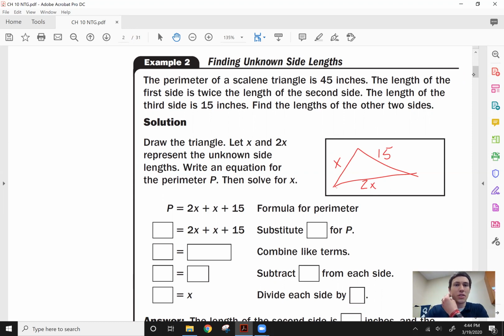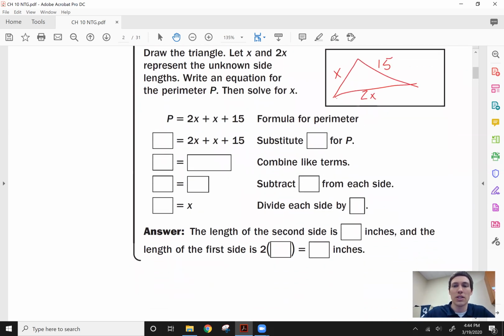Right? So the length of the first side is twice the length of the second side. So if this side is x, this is 2x. So if this were 3, this would be 2 times 3, which is 6. Okay? So we don't know what it is, so we're just calling it x and 2x. If it said 3 times, then it would be 3x, etc. The length of the third side is 15 inches. Find the length of the other two sides.